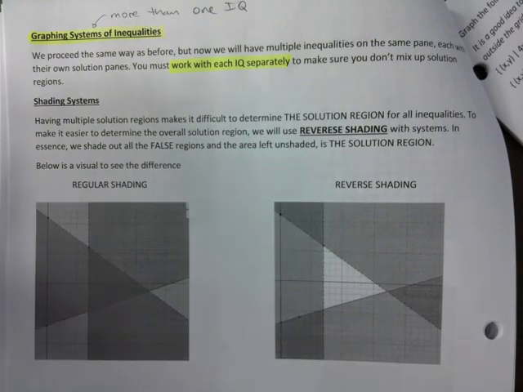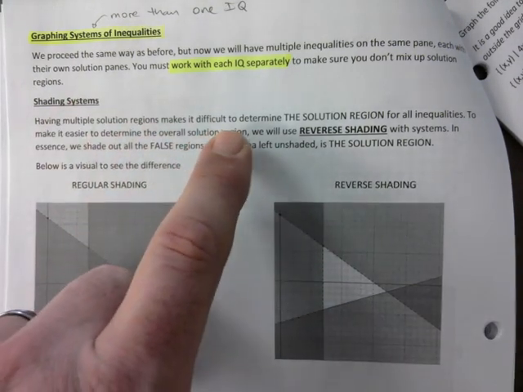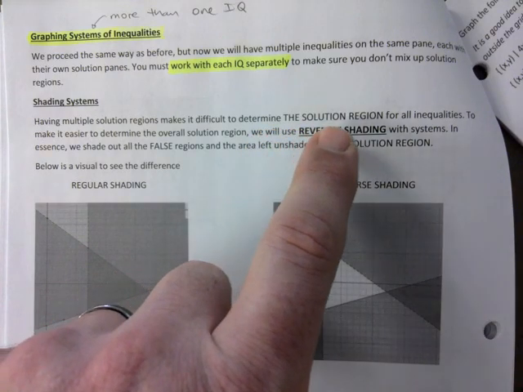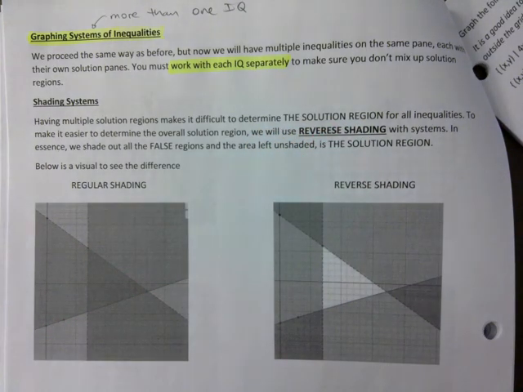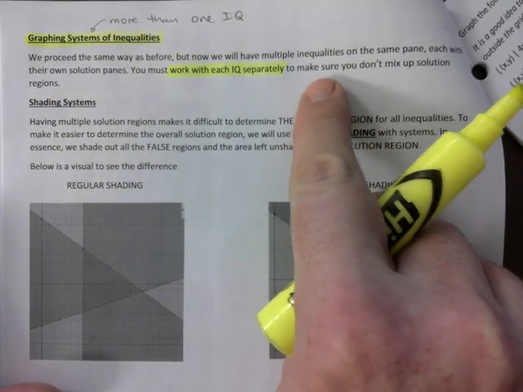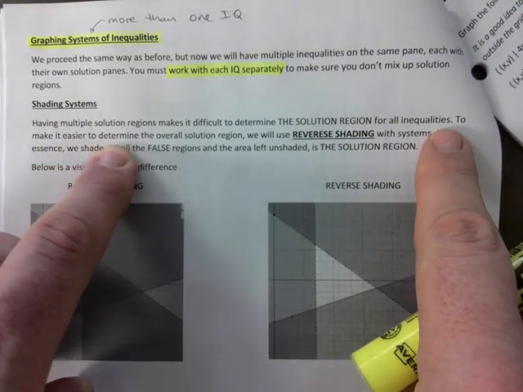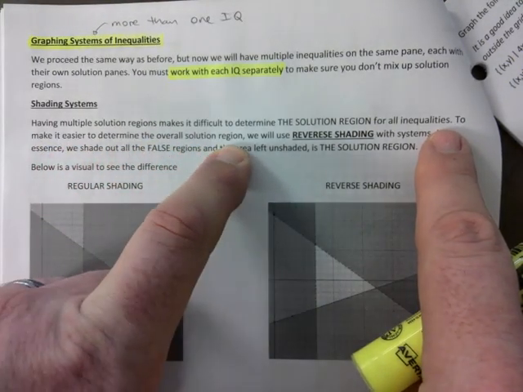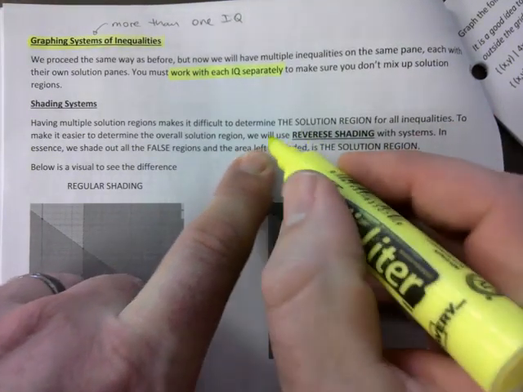Shading systems. Having multiple solution regions makes it difficult to determine the solution region, because we're going to end up having just one solution region that all of the inequalities share. Okay, so to make it easier to determine the overall solution region, we will use reverse shading with systems. I want you to highlight that part.